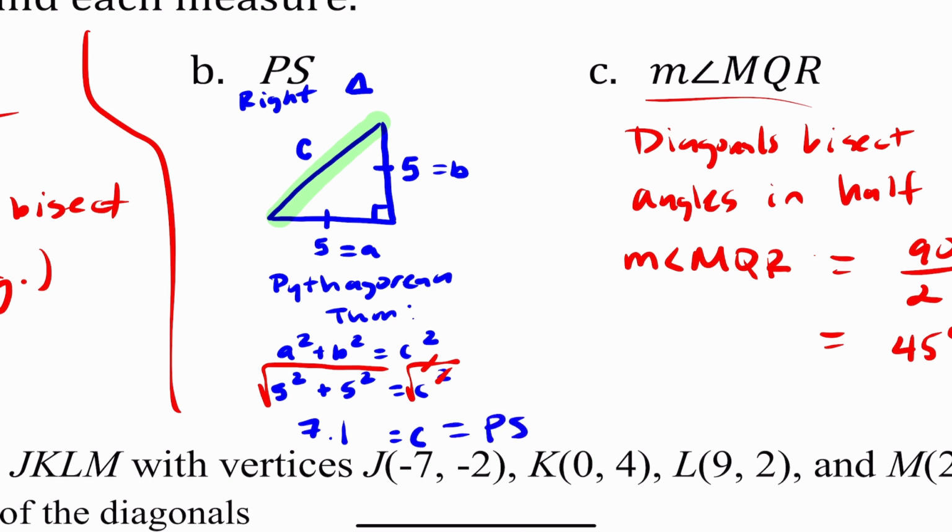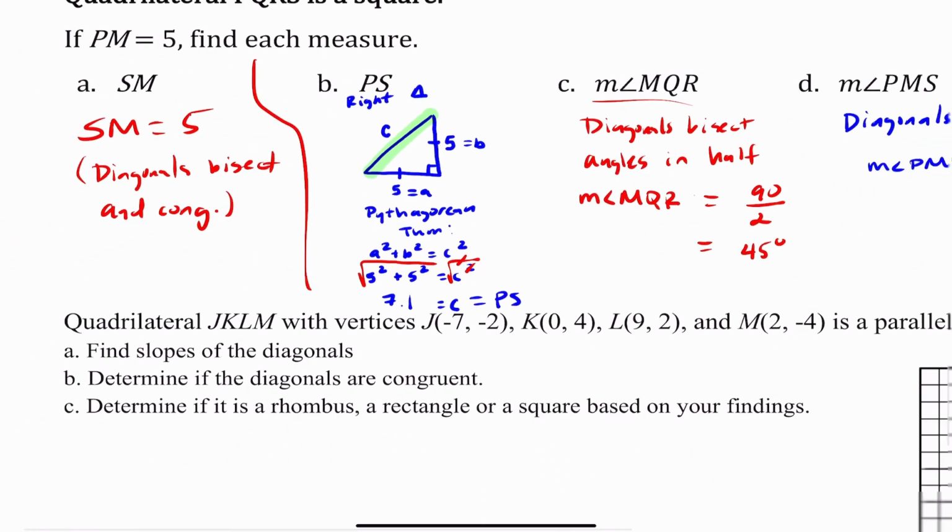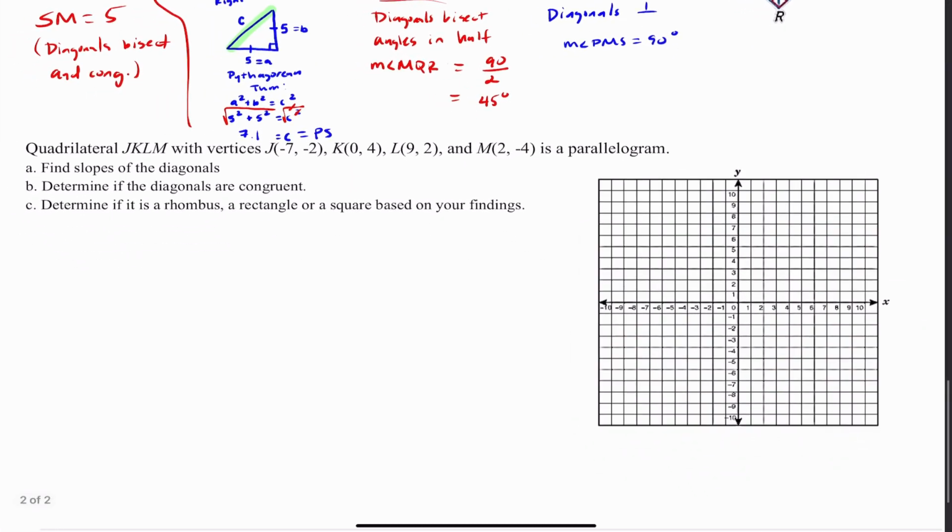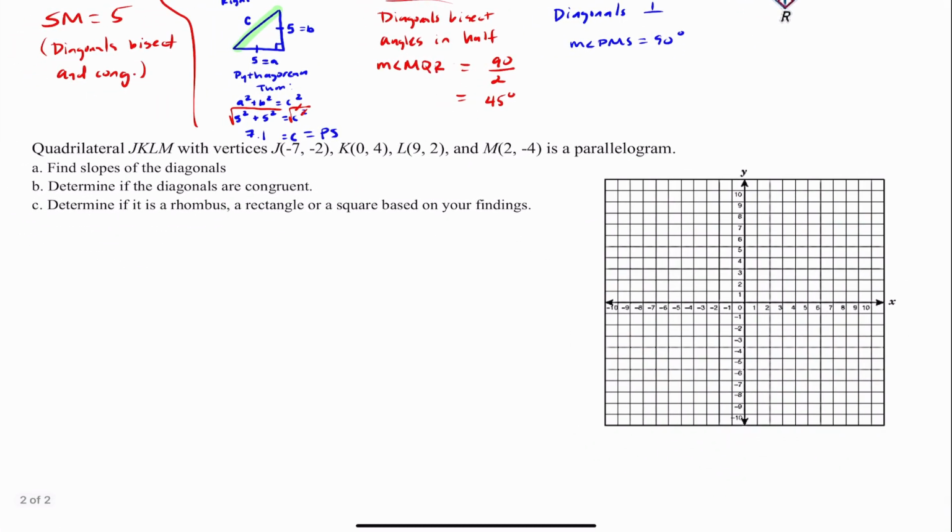Okay, alrighty. Let me go ahead and take a look at this one now. Quadrilateral JKLM with vertices J, K, L, M is a parallelogram. Great, we can assume that this is a parallelogram. We're going to find the slopes of the diagonals. That's number 1. So first of all, what we should do is plot the points.